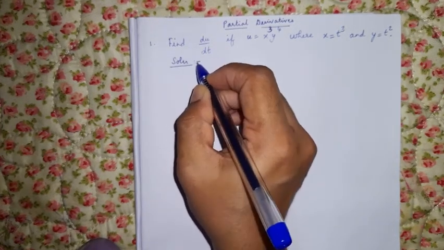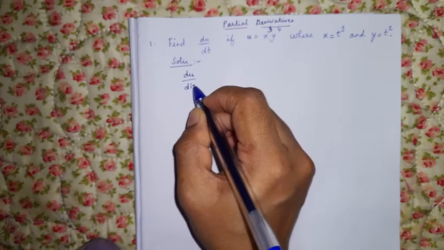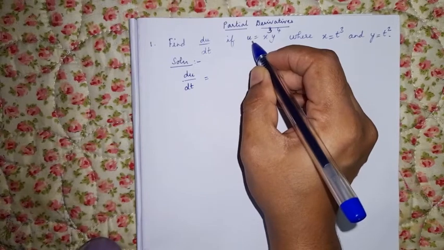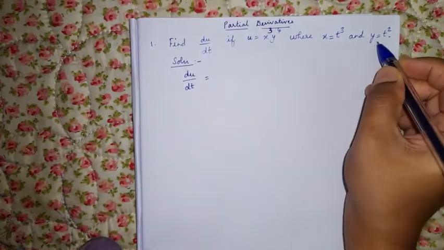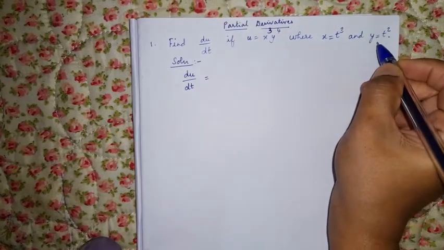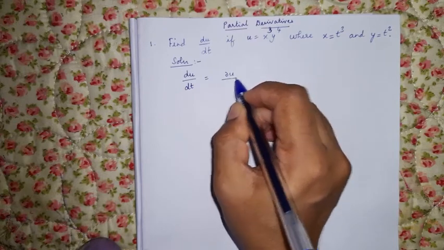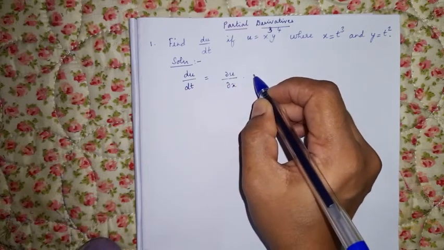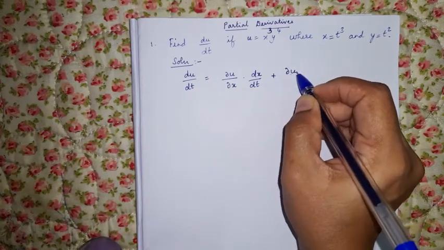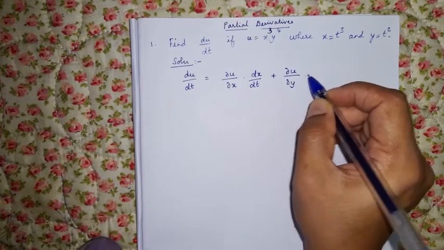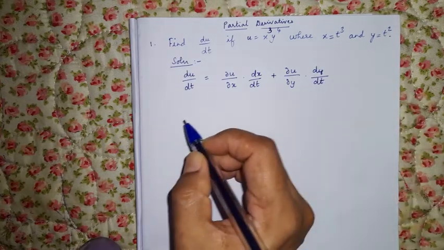Solution: you need du by dt, but u is in terms of x and y. x and y are in terms of t. So you can use dou u by dou x into dx by dt plus dou u by dou y into dy by dt.